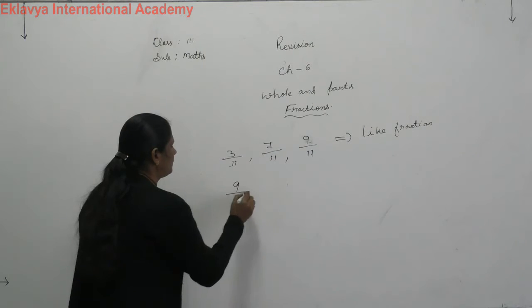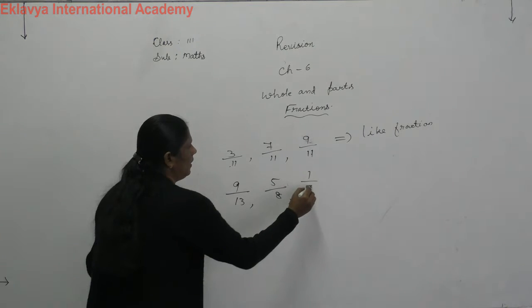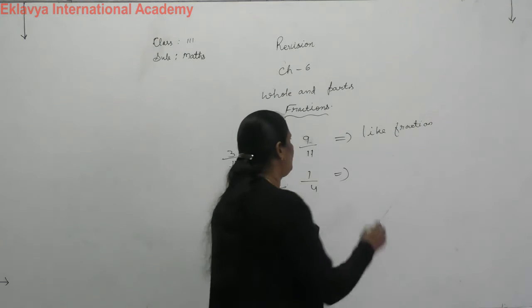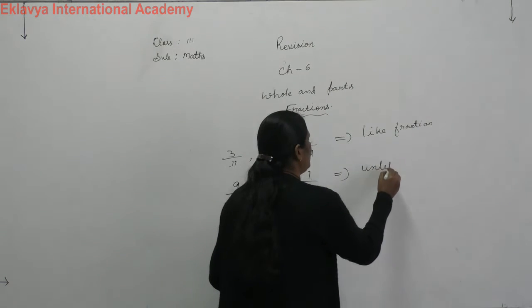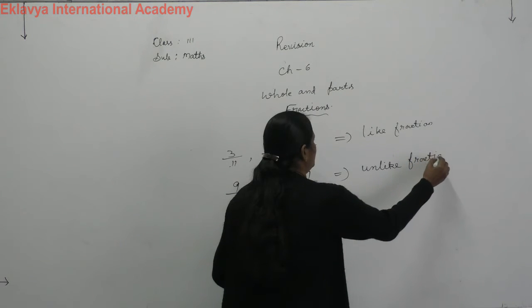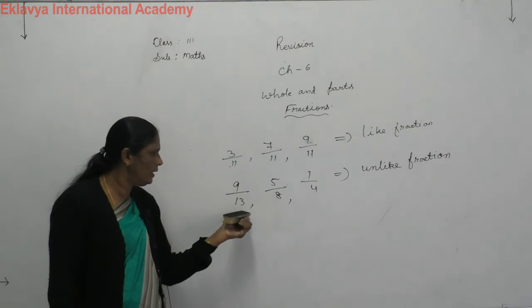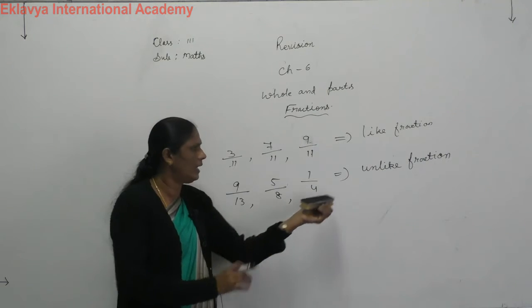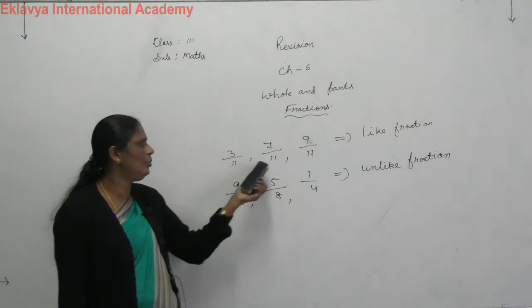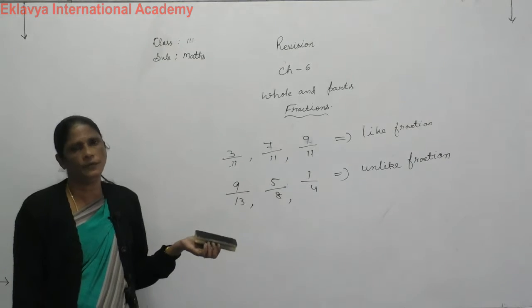Then when the denominators are different, those fractions are called unlike fractions. When the denominators are same, those fractions are called like fractions.